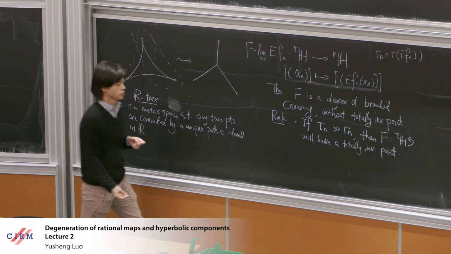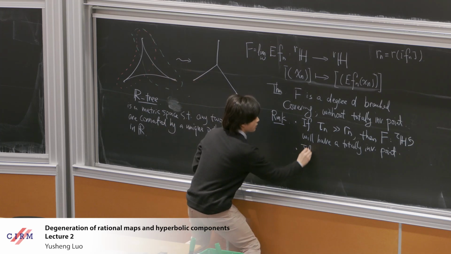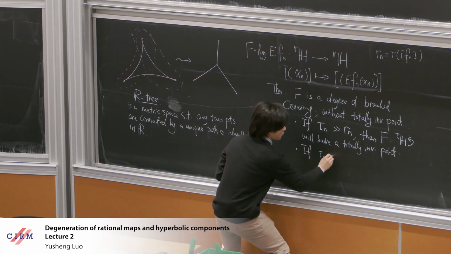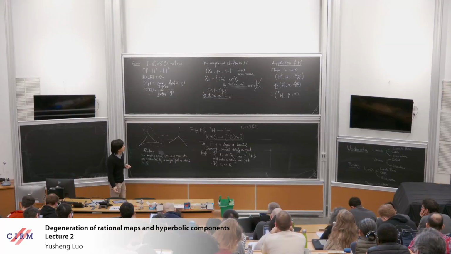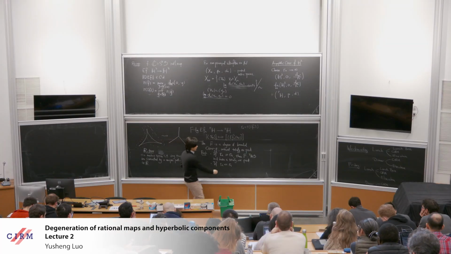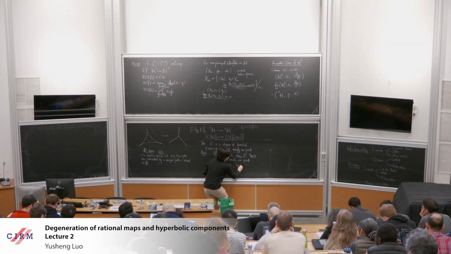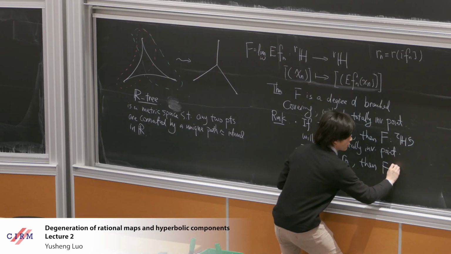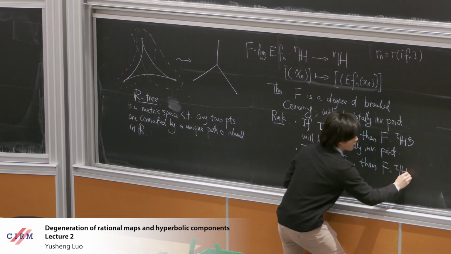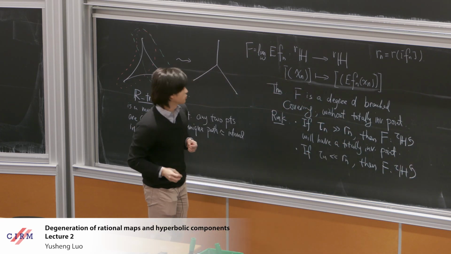And if you choose this tau_n to be much smaller than R_n, but still going to infinity, then the same construction will give you a branched covering, but with lower degree.